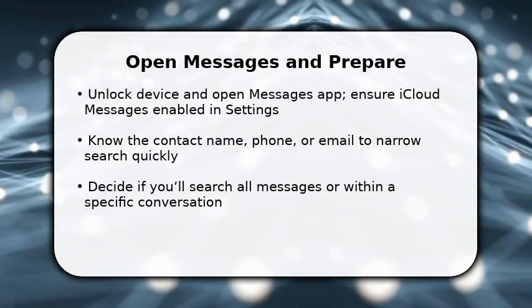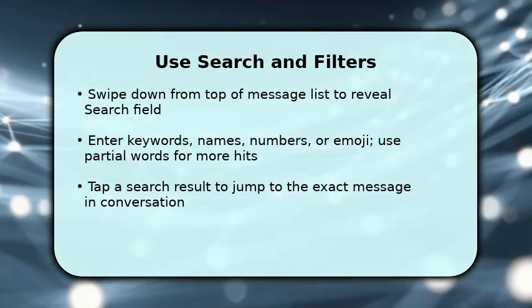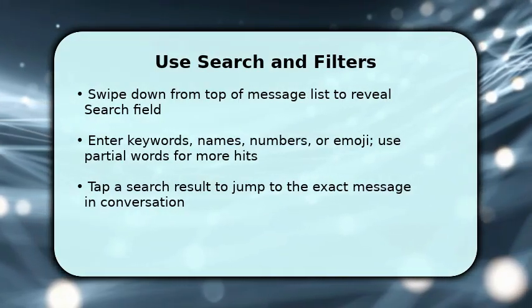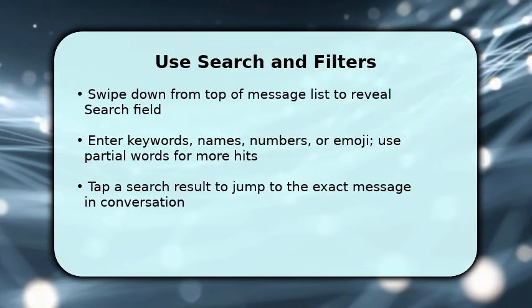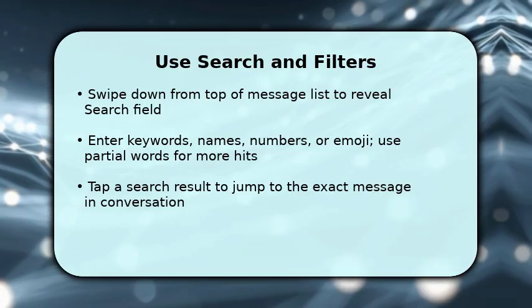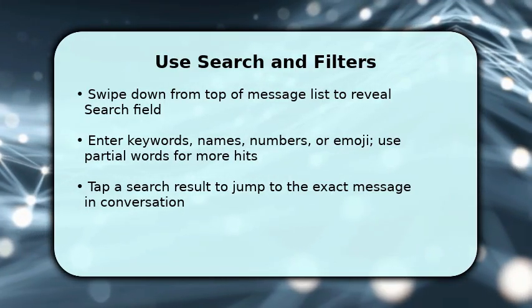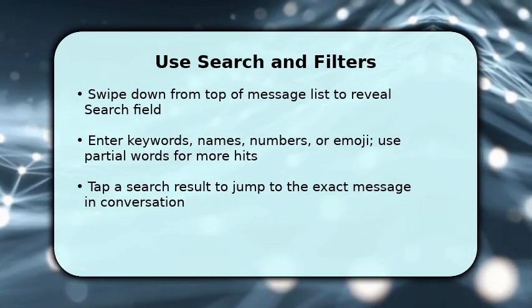Now position your thumb near the top of the screen to reach the search field. Once you swipe down to reveal the search bar, type the keyword, name, phone number, or even an emoji. You can use partial words if you're unsure of spelling. Make sure to watch the live results as Messages highlights matches and groups them by conversation. This helps you spot the correct thread quickly.